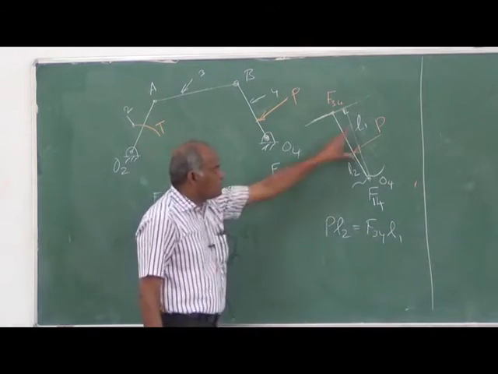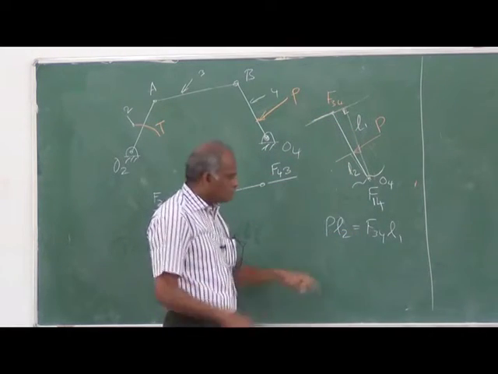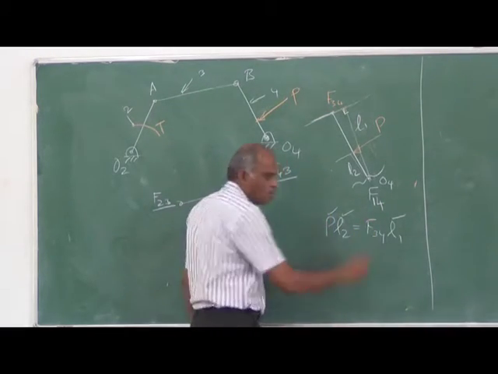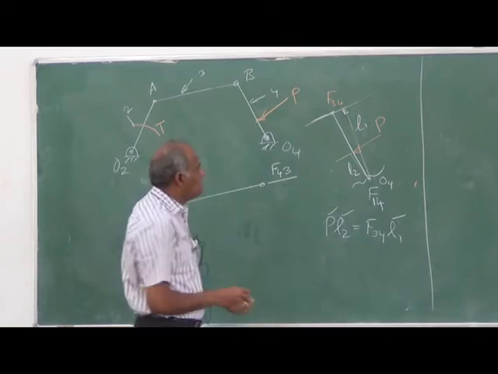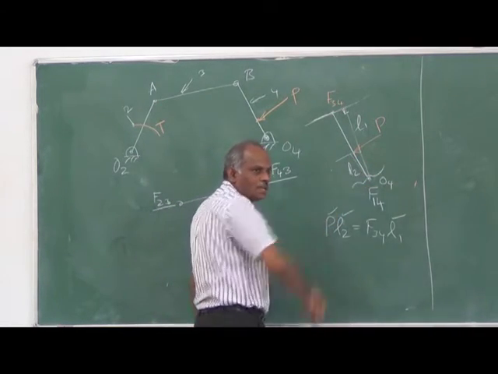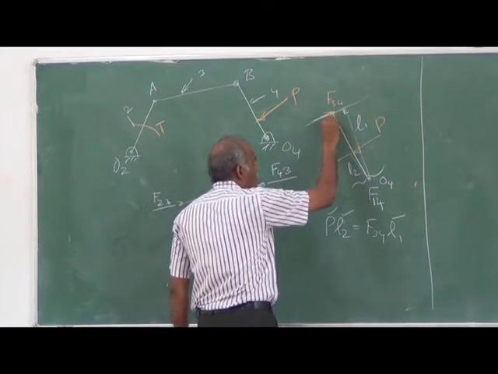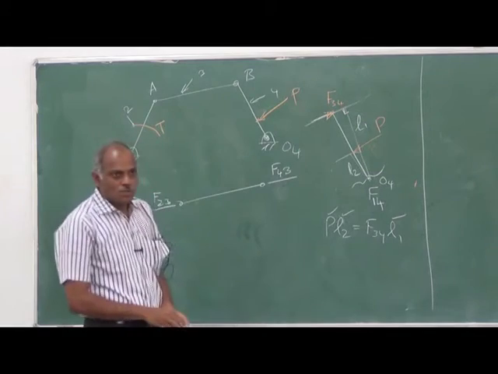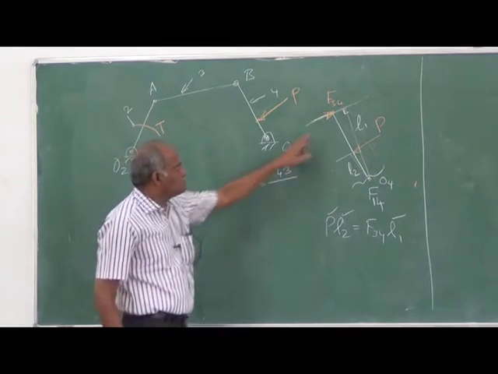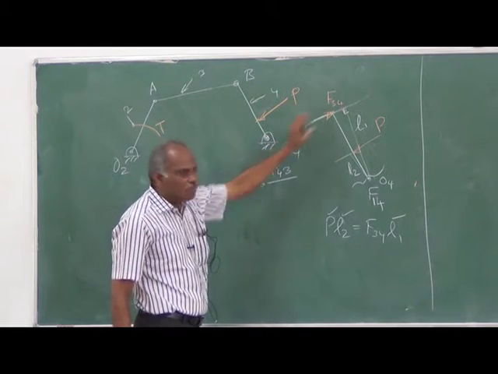So if you are proceeding graphically, you can measure this L1 and L2, then that is known and P is already known, so you can find out the magnitude of F34. The direction: this is going to be producing an anticlockwise moment, so this must produce a clockwise one, so this must be my direction. So by this I know the direction and the magnitude of F34.